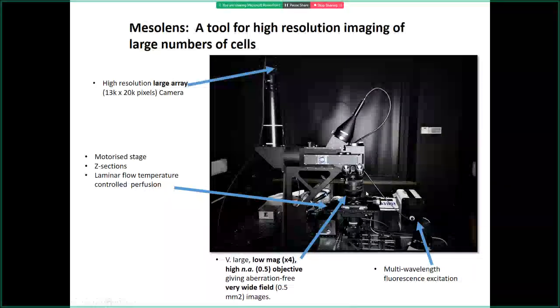But the key feature is this very large, low magnification objective. This is a ×4 objective. But if you know anything about objectives, you'll see that this has a very high numerical aperture. It's 0.5. This allows us to give aberration-free, very wide field images. And of course, it has all the features of a normal multi-wavelength fluorescence microscope.